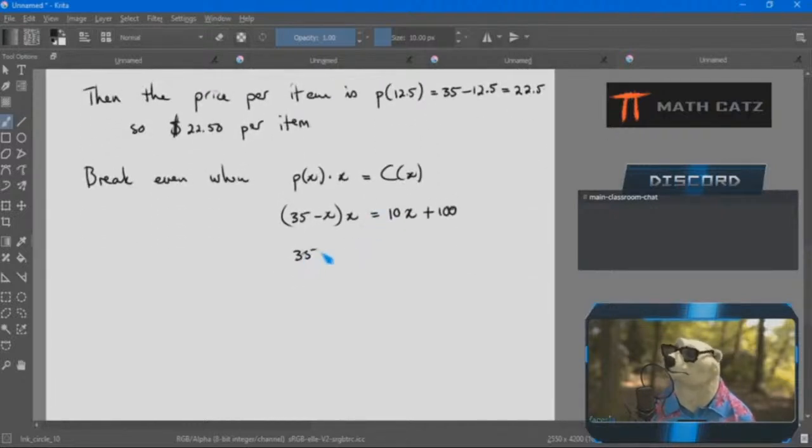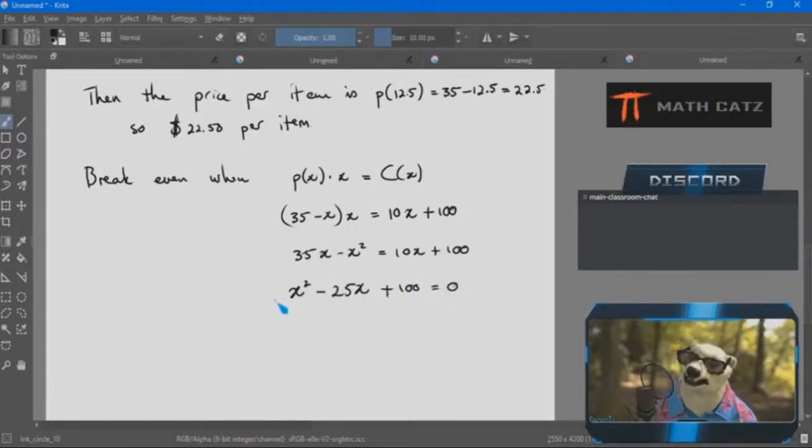So we have 35x minus x squared equals 10x plus 100. Now you can move everything to either side. It really doesn't matter. Let's move everything to the right this time, and then flip it all around. X squared, I'm moving everything to the right, so that means the 35 needs to go to the other side and become negative 25x. And then my plus 100 equals 0. Doesn't really matter which side. I kind of like the one that doesn't have a negative in front of the x squared, but it really doesn't matter.